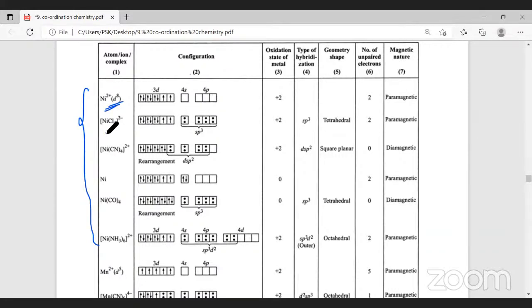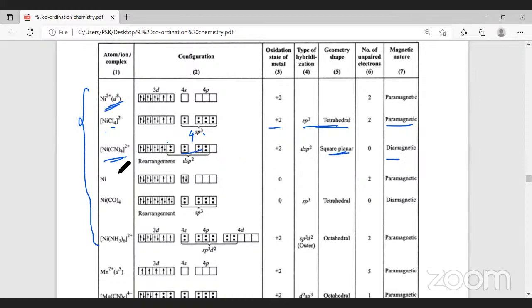In the case of nickel 2+, you can see one 4s electron and three 4p electrons. They are involved in hybridization to form sp3 hybrid orbitals, four sp3 hybrid orbitals. These four sp3 hybrid orbitals will accept four pairs of electrons. See, these dots indicate the electrons donated by the ligand. Therefore, the structure is tetrahedral, and it's paramagnetic. And this complex also I taught you now, [Ni(CN)4]2-. So it will be dsp2. The structure is square planar and diamagnetic.